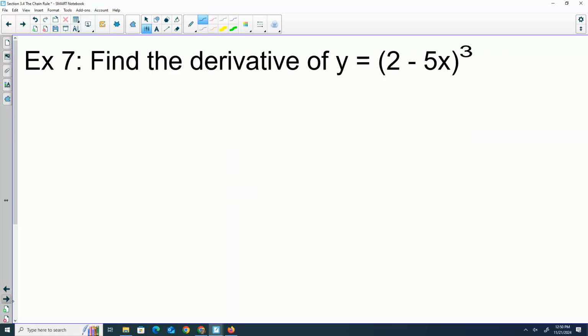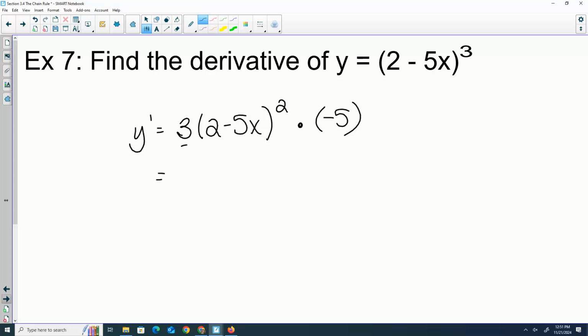So, example 7. What's the derivative going to be? Oh, 3. So start on the outside, inside stays the same. Subtract 1 from the power, times derivative of the inside is, I would like it if you multiplied, since it's just two numbers, so -15 times 2 minus 5x.